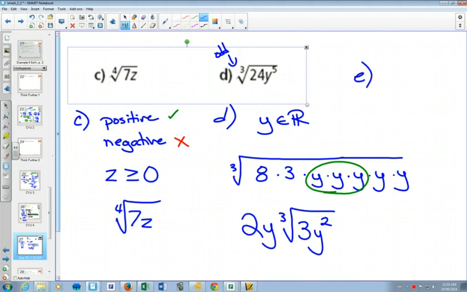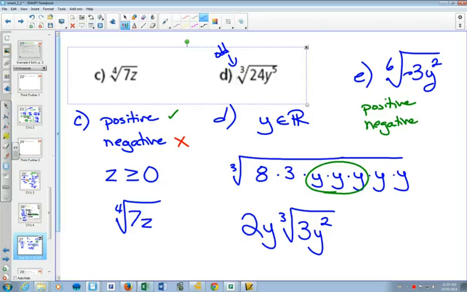Just going to add one here just to look at what would happen if you had the 6th root of negative 3y squared. That would be bad. First of all, you do have to check positive and negative. So in this one, if you check positive and negative, can you see that when you plug in a positive number, you'd get a negative inside? That would be bad. Can you see that when you plug in a negative number, it would still be negative? So that would be bad. And so this one we would say is undefined. Can't do that.